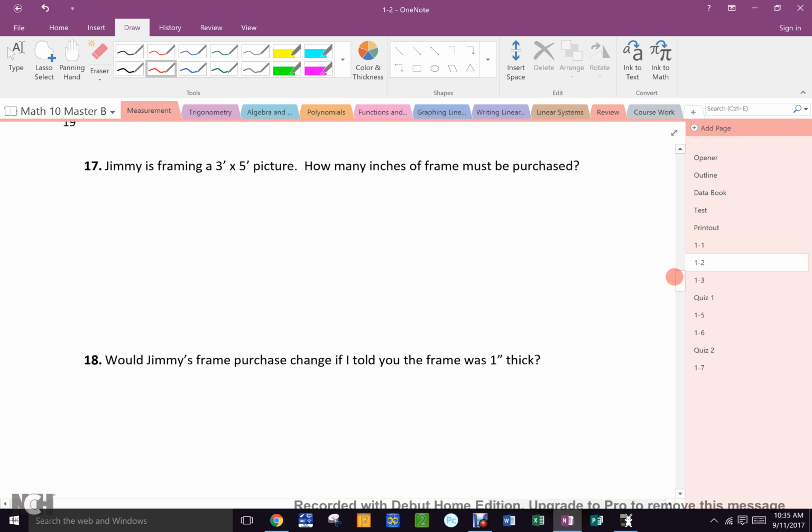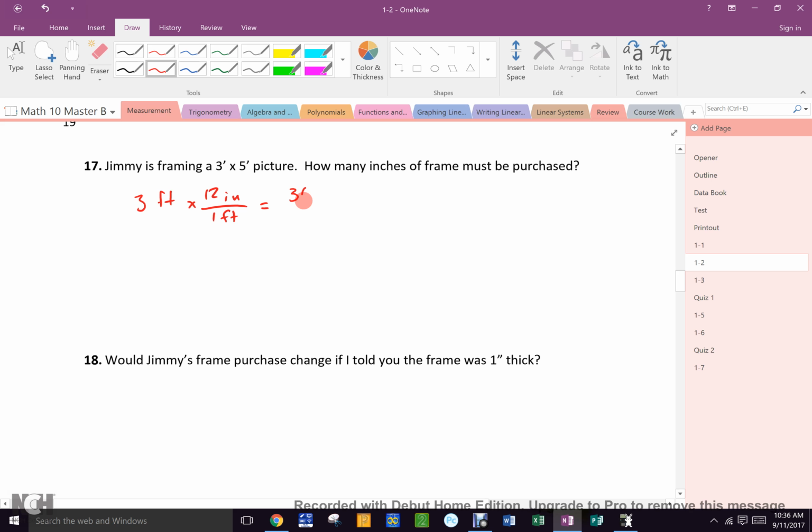Number 17 is easy. Number 18 is hard. What do I got to do for 17? How big's the picture? Look at it closer. 3 foot by 5 foot. The framing is done by the inch. So what do I got to do? Convert to inches. That's easy, right? Feet to inches. 3 feet. And I want inches over feet. So it's 12 over 1. No problem at all.